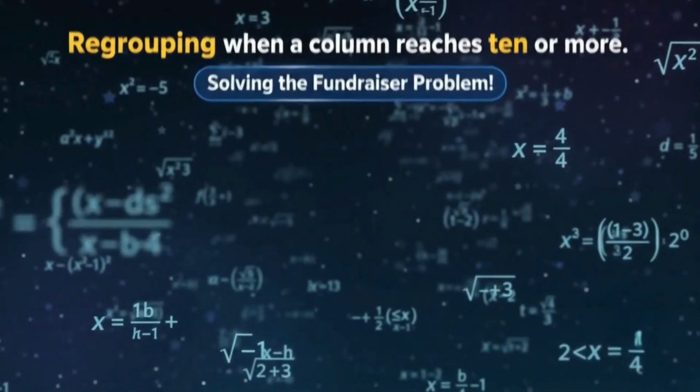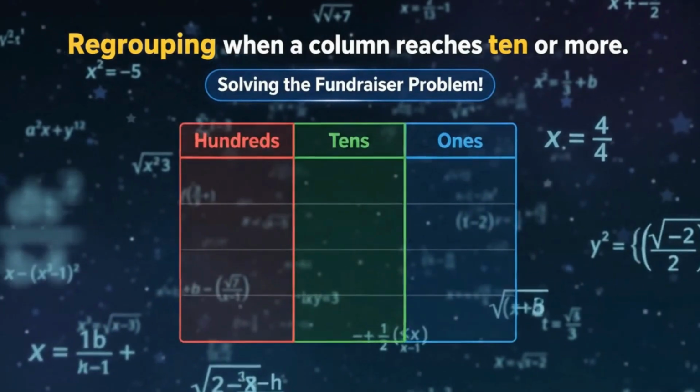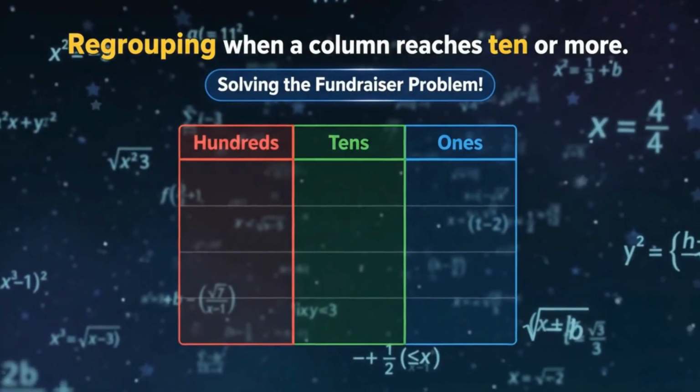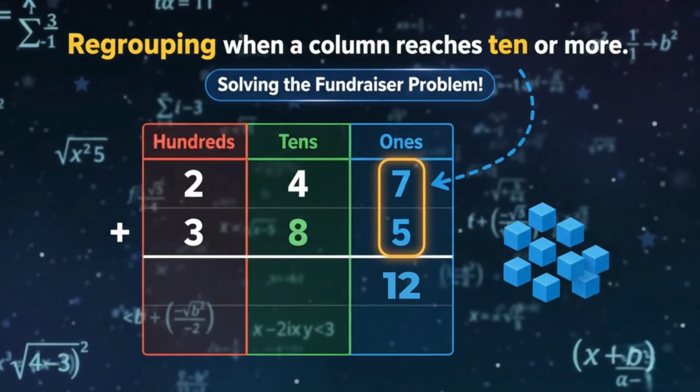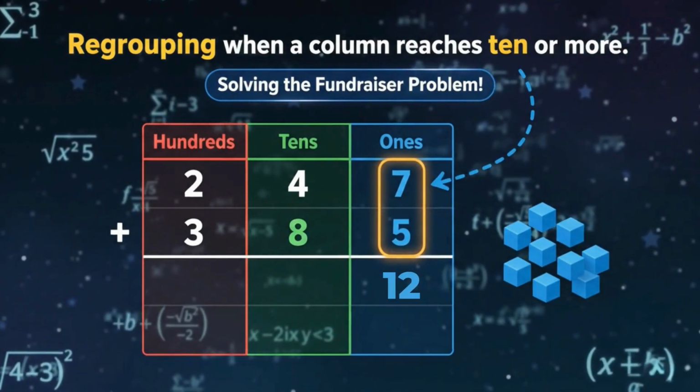Now, what's really interesting as we start adding is that we might run into an exciting little twist. Check out 7 plus 5. That equals 12. The answer is literally too big to fit in its column. We absolutely cannot put a 12 in the ones column because 12 is really just one bundle of 10 and 2 ones. So we do something called regrouping. We keep the 2 in the ones column and we carry that bundle of 10 right over to its proper home in the tens column.